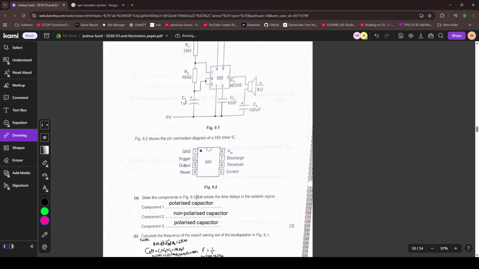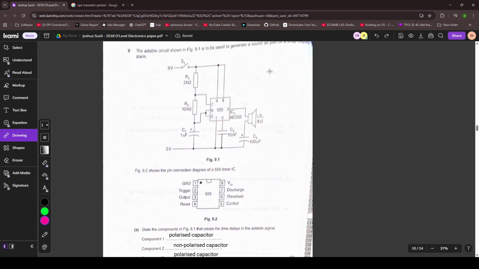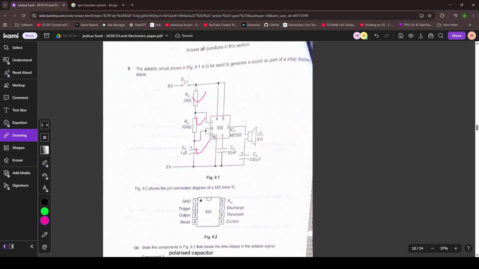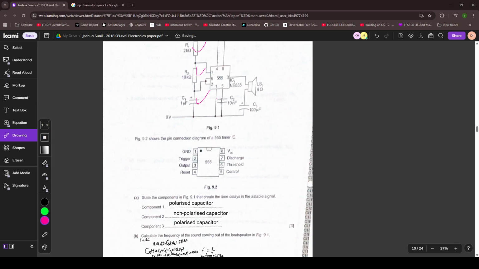Yeah, it's polarized capacitor. Wait. The time delays. Bro. What? No. Yo, it's not. It's these two resistors and this capacitor. It's not this or this. Okay, you get 1 mark.